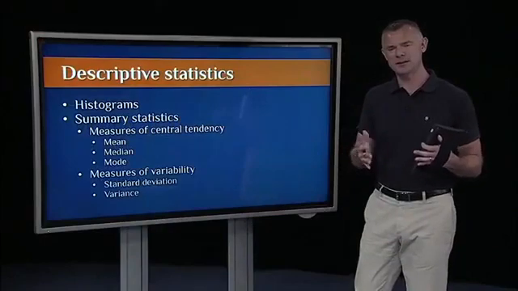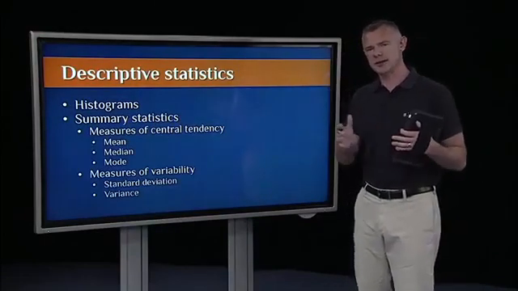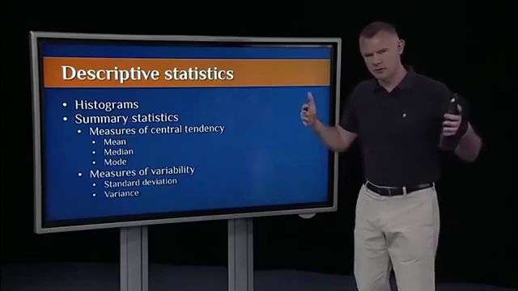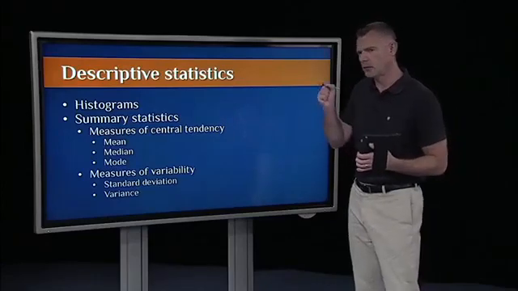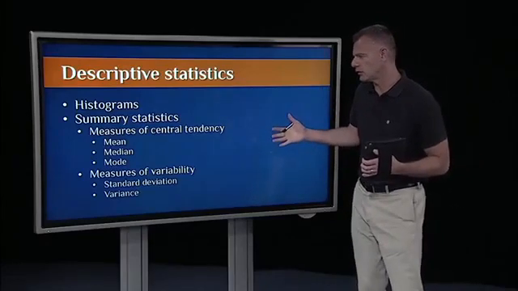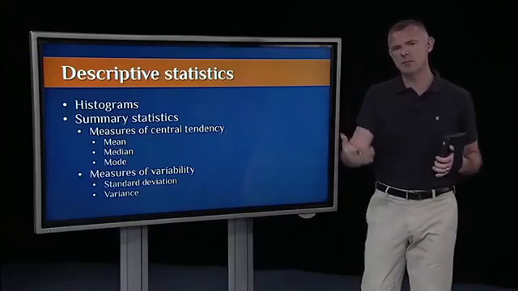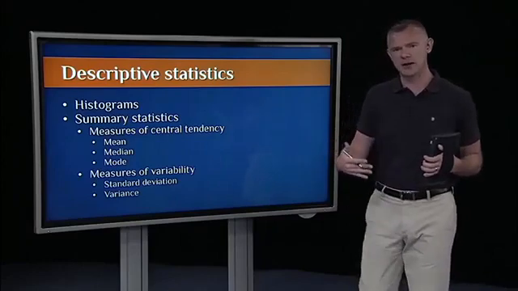In descriptive statistics, first we took a holistic view and we looked at distributions and histograms, and then we zoomed in and looked at more specific summary statistics. The main summary statistics we looked at were measures of central tendency, the mean, median, and mode, and measures of variability, standard deviation and variance.